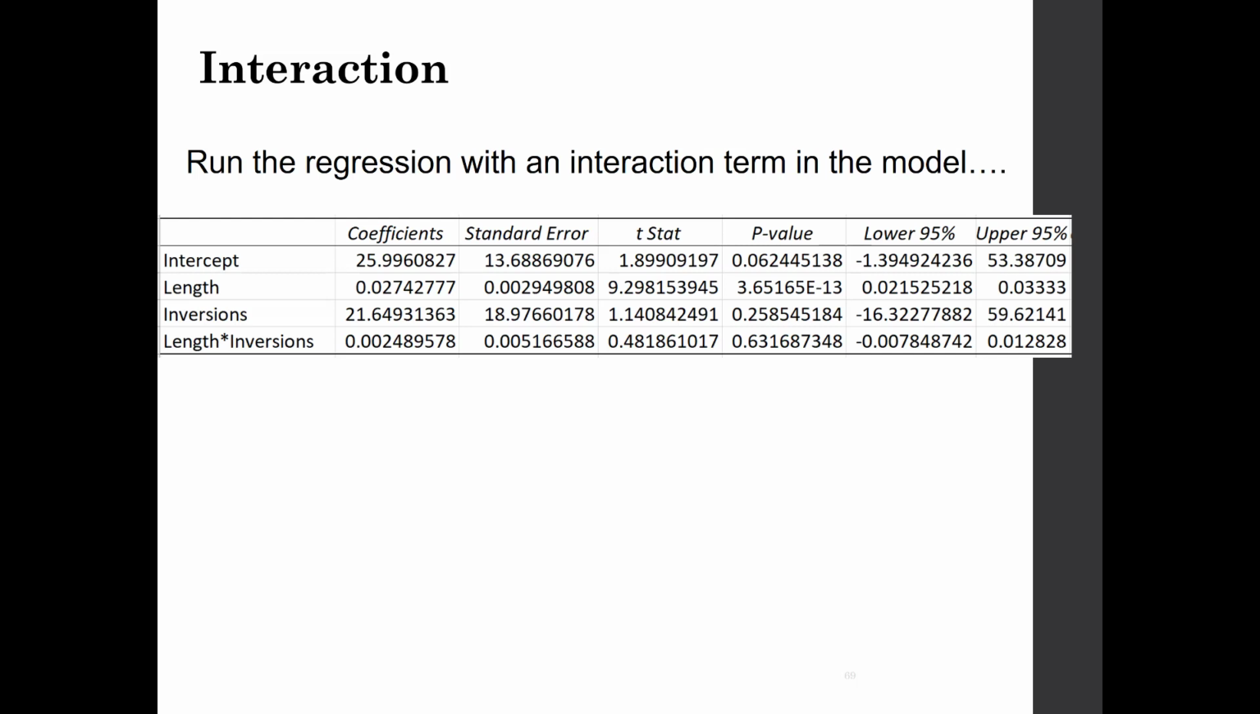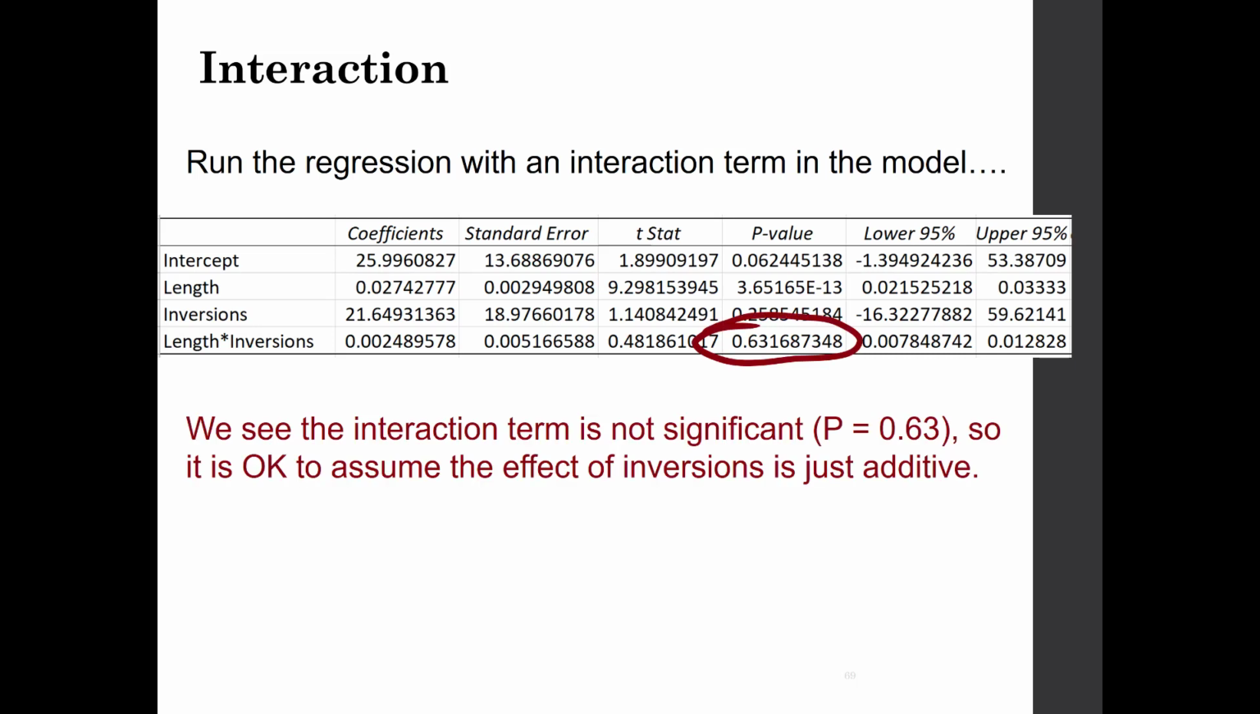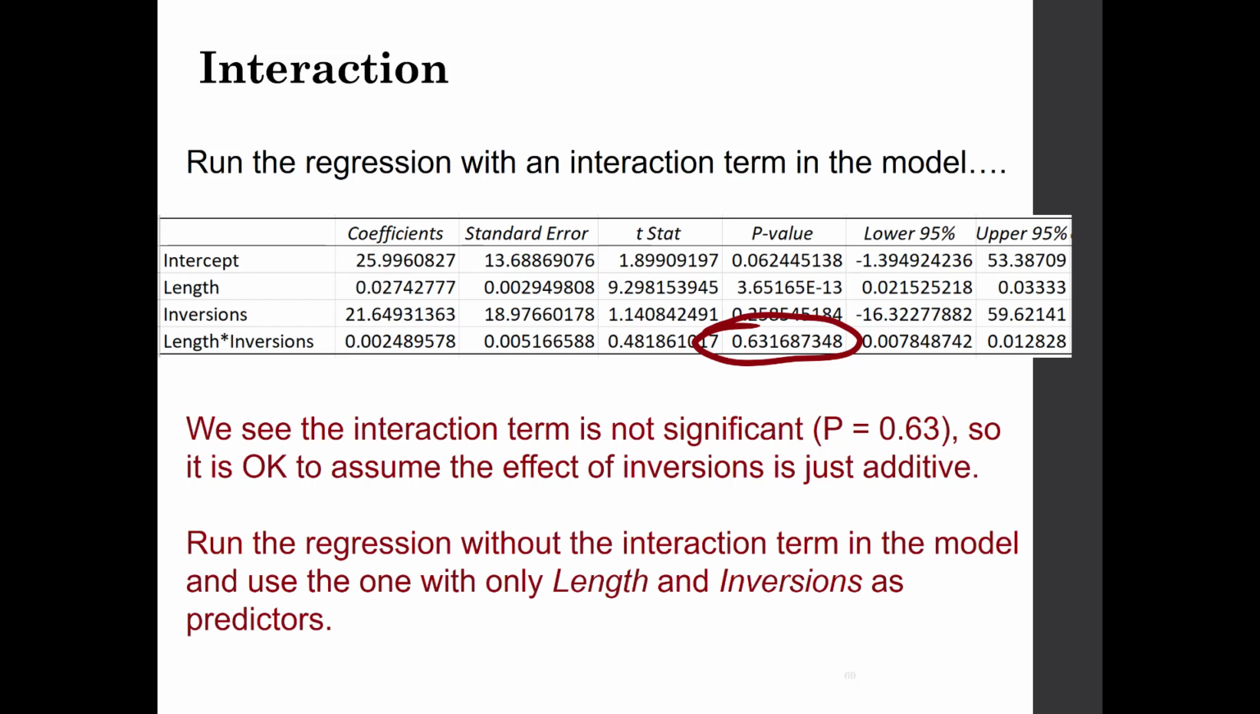And I've copied the coefficients box down from that regression, and you can see that we have length, inversions, and the interaction term length times inversions now as predictors in our model. We can now see that the interaction term is not significant. The p-value is high, it's 0.63, and so we can assume that this is not a significant interaction. So what we do when we don't have a significant interaction, just like we did in ANOVA, is to remove it and rerun the regression without that interaction term using only length and inversions as predictors.